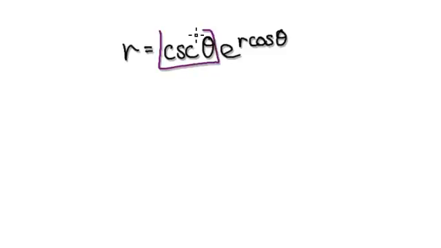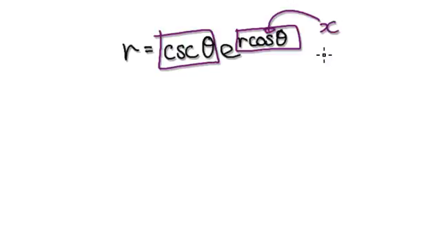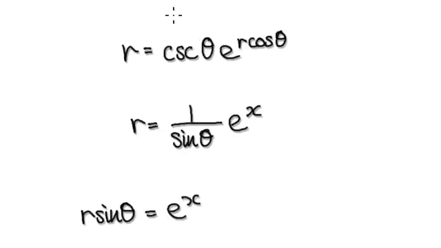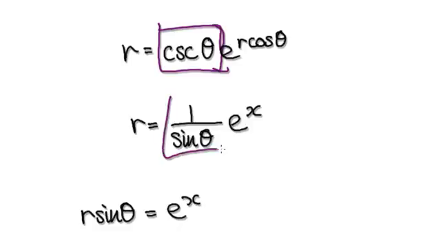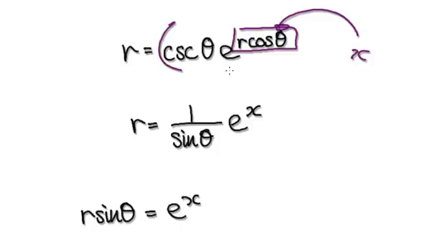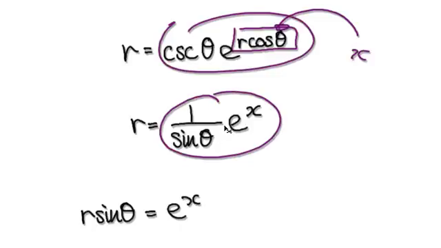Okay, so to do this, the minute you see r cos theta, you should be able to replace that with x, and then visualize cosecant as 1 over sine of theta. And remember, the minute you see this, you should replace it with x. So this whole thing here will then become this.